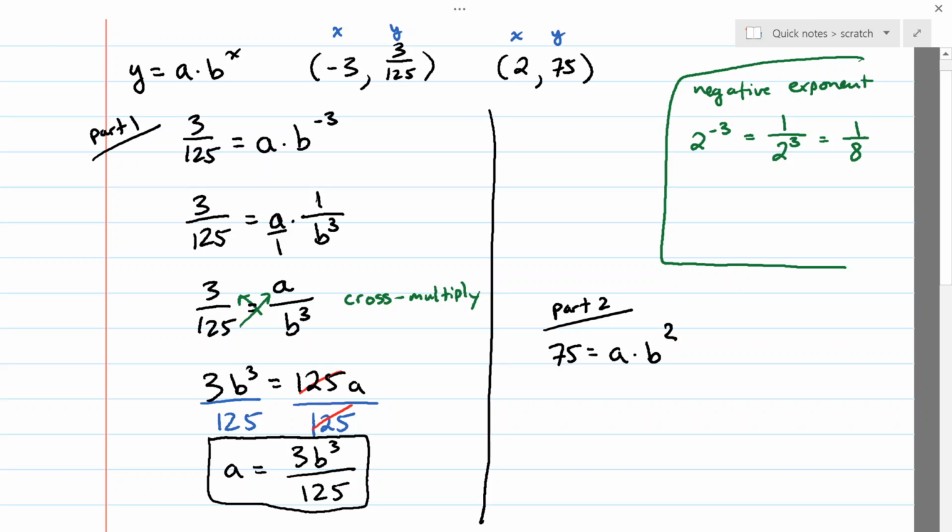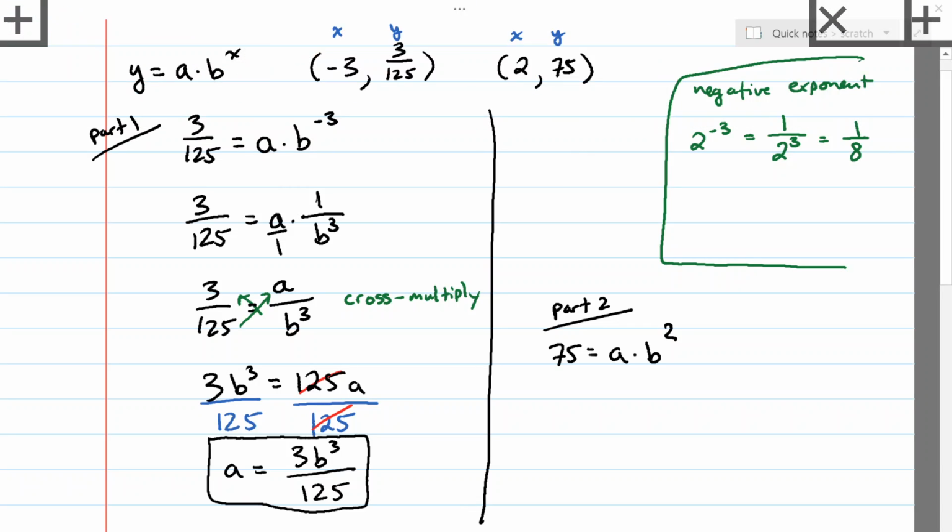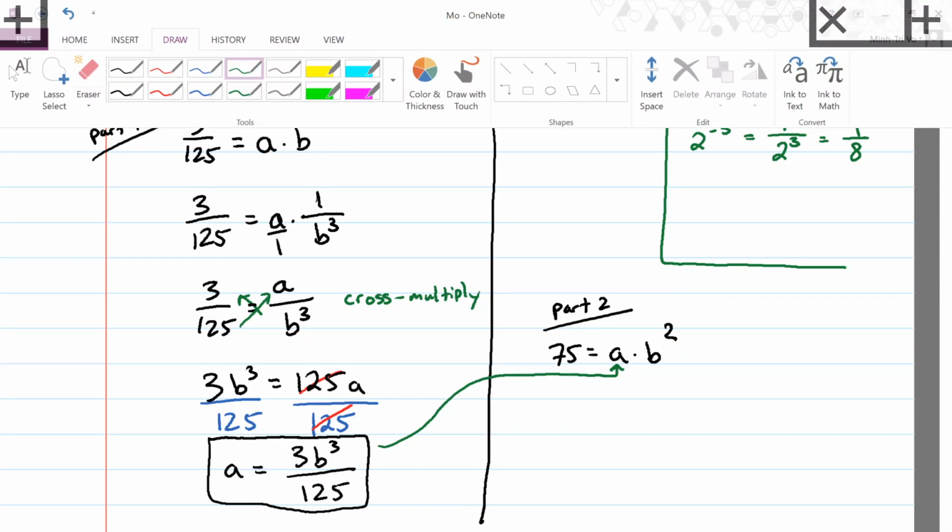In the second part, a and b are both unknown, but from the first part, I have an expression for a, and so this can be plugged in here. So now what do I have?